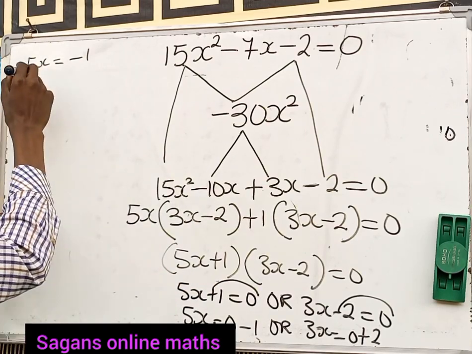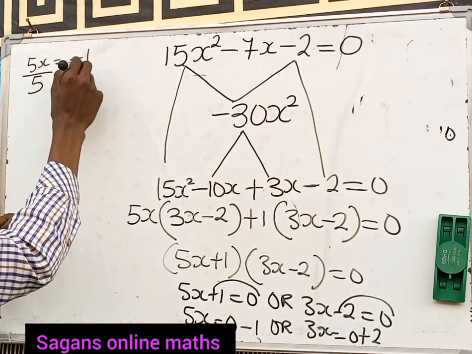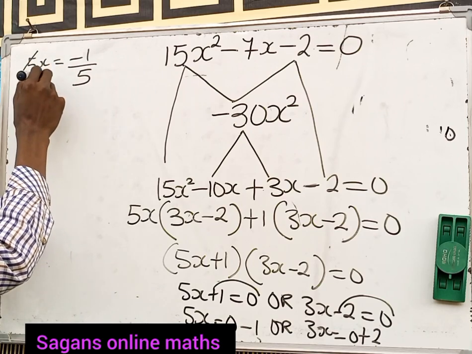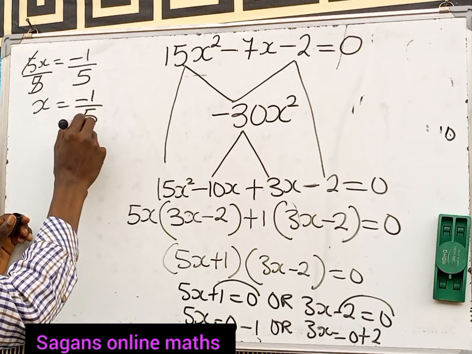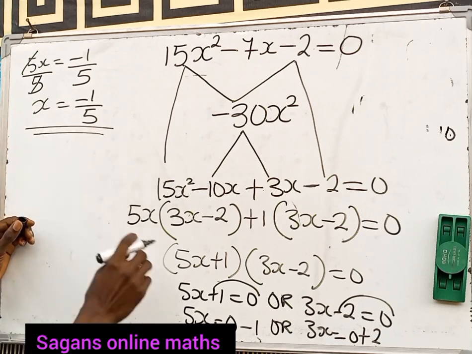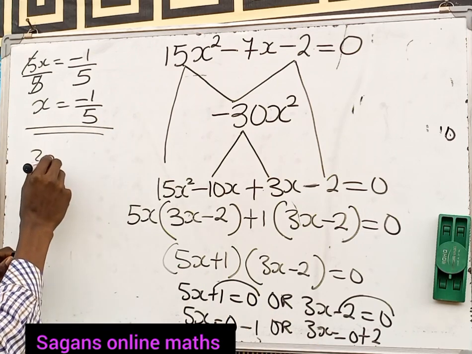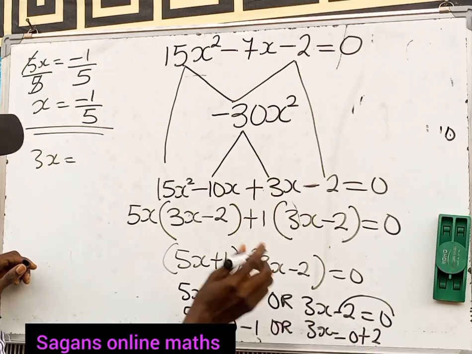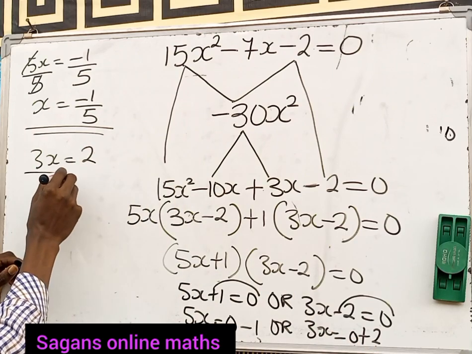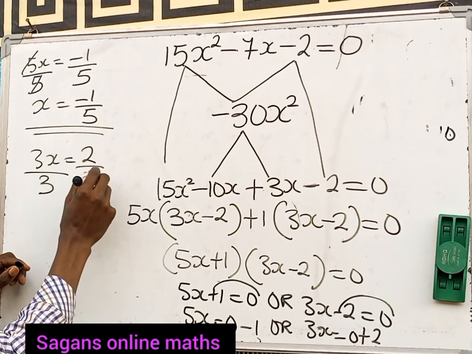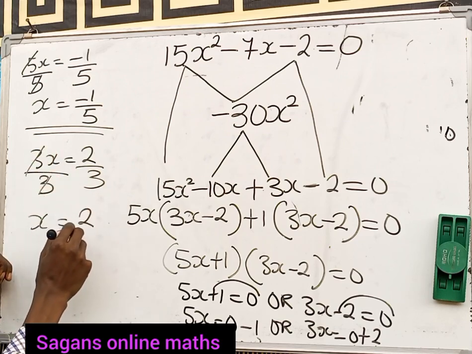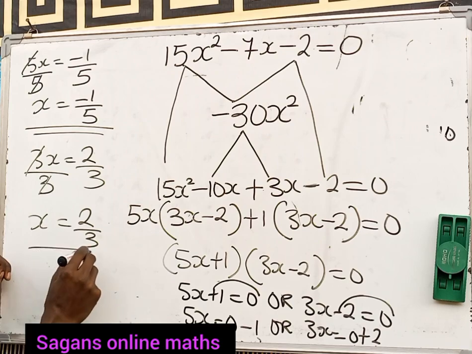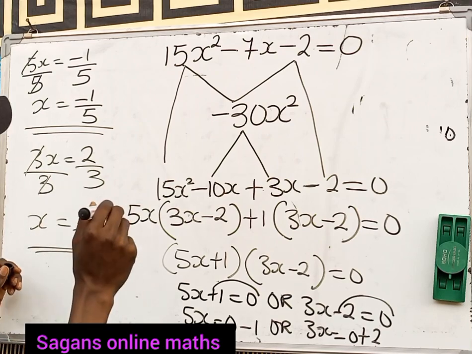So what you are going to do is to divide both sides by 5. Divide here by 5. 5 will go out, then our s will be equal to minus 1 over 5. This is one of the solutions to this problem. From here, you can see that 3s is equal to 0 plus 2, which is 2. Divide both sides by 3. 3 will go out, then our s will be equal to 2 divided by 3. And this is just the clear solution to this particular problem.